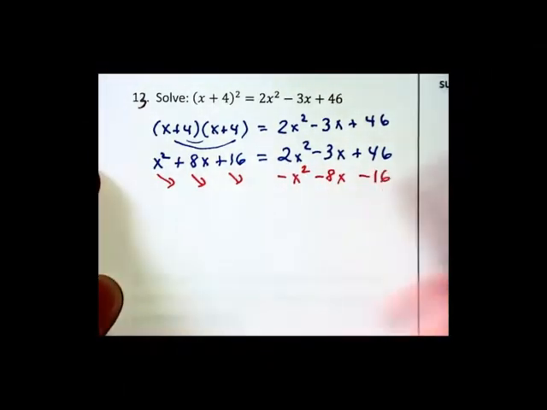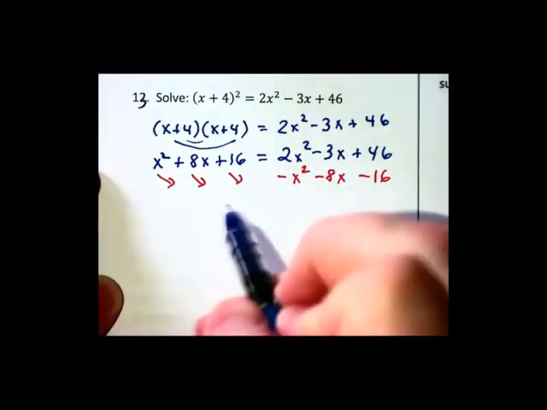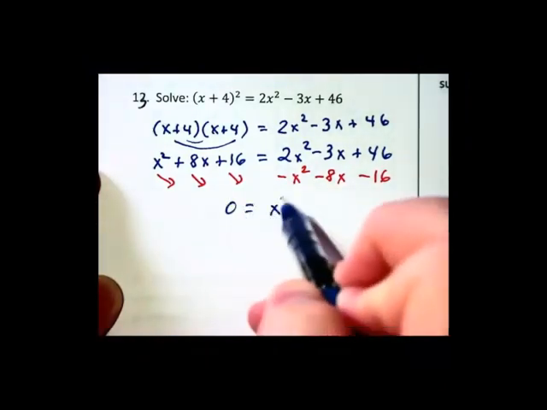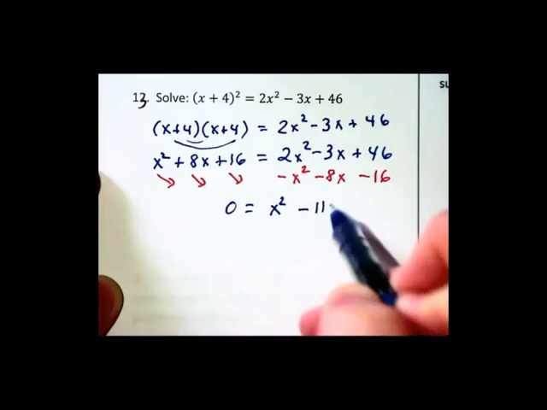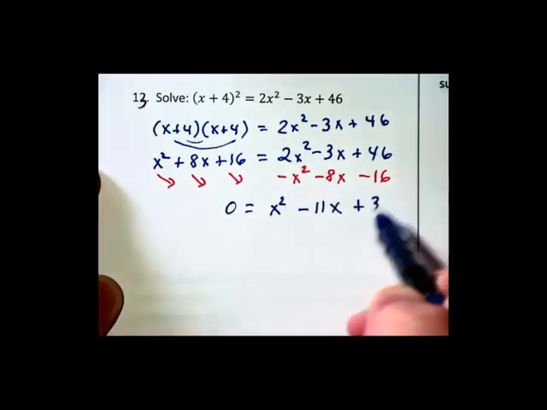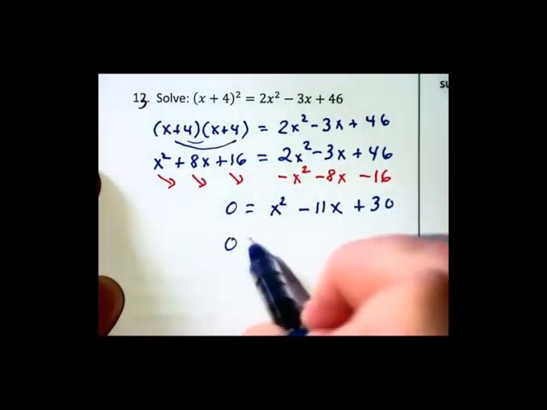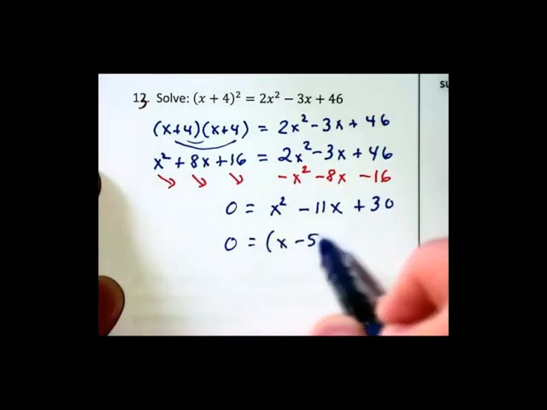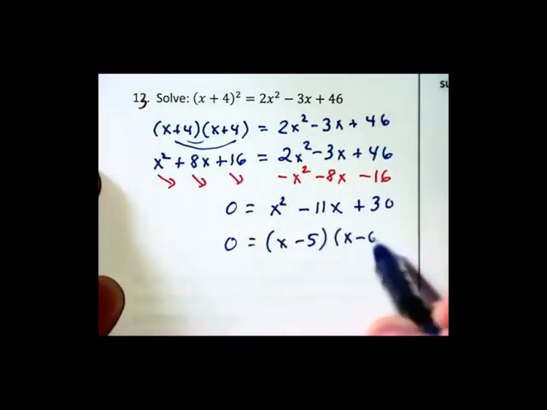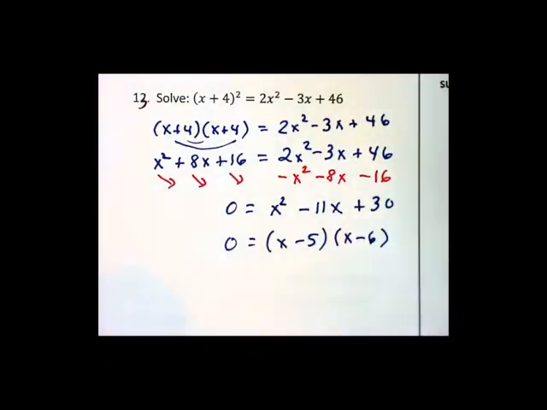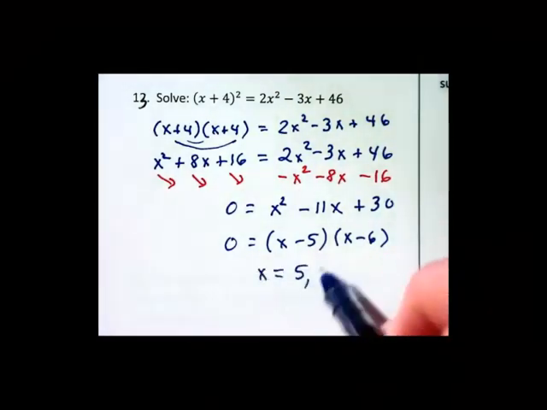And let's see what we're going to have. We're going to have 0 equals x squared minus 11x plus 30, which is going to factor into x minus 5 times x minus 6, and we get two nice clean answers of 5 and 6.